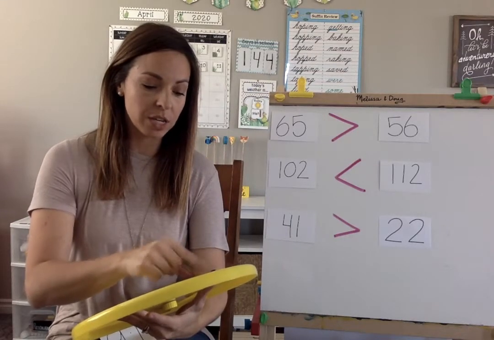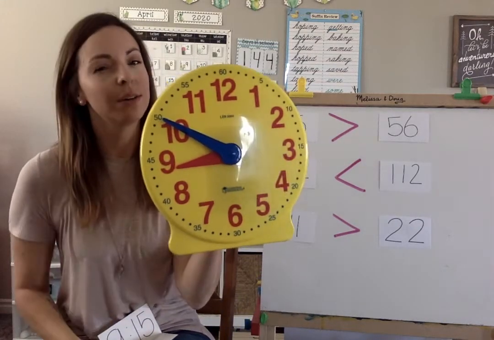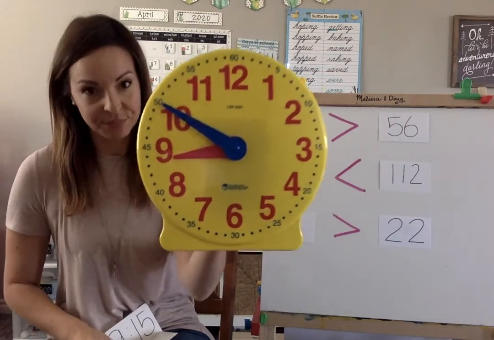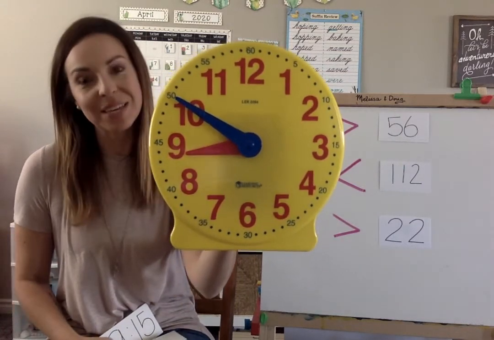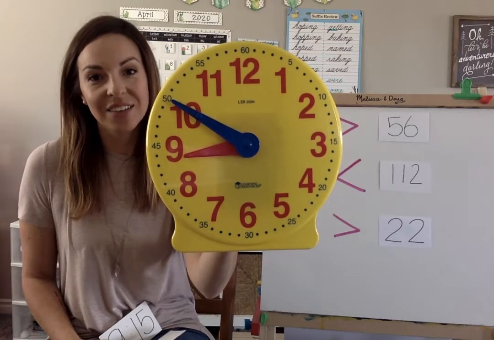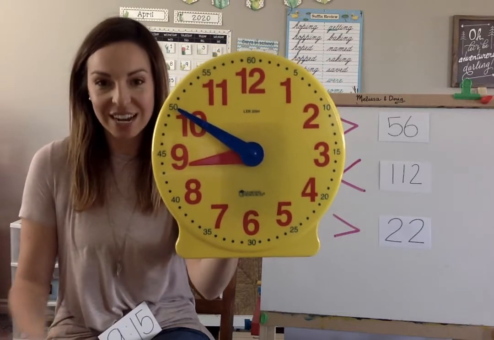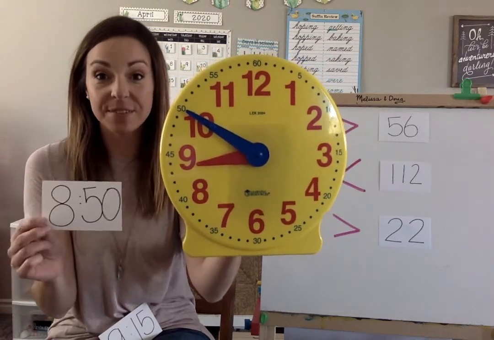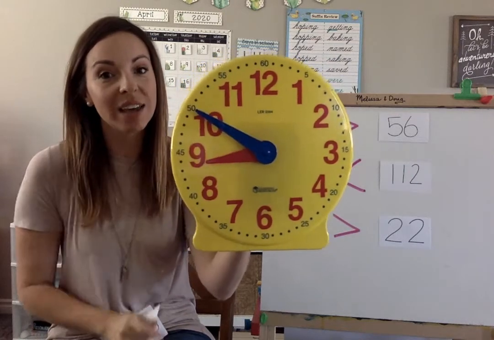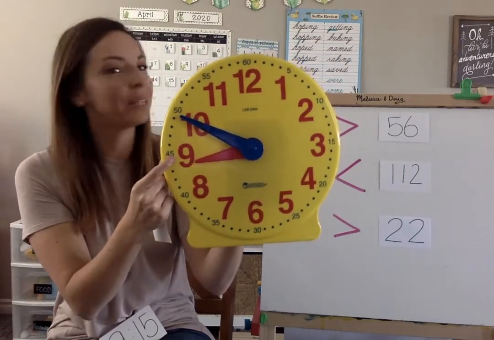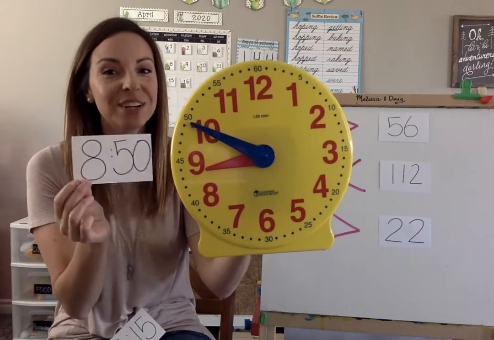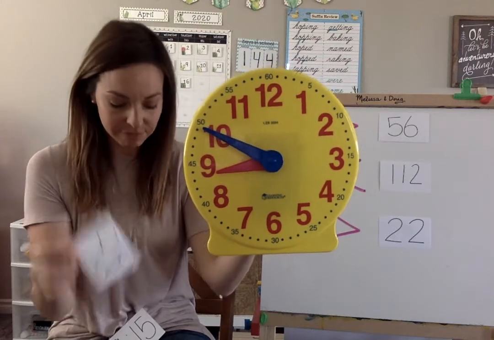Don't let this one trick you. It's almost on the 9, but it's not quite there yet. What time am I showing you on my clock? Ready? You should have written down 8:50. Remember, when it's that close to being 9 o'clock, it's going to look like it's almost on the 9, but it's not quite there yet. It's almost there. So you should have written down 8:50.